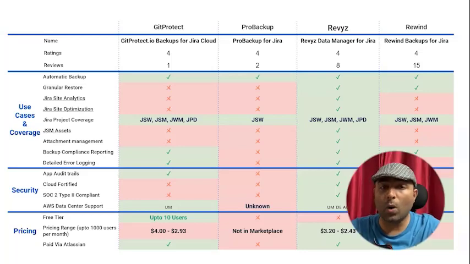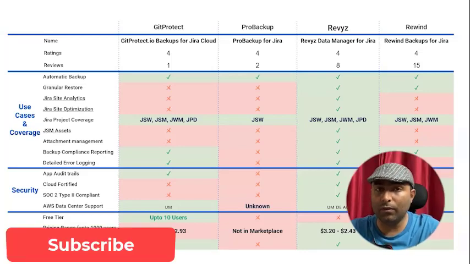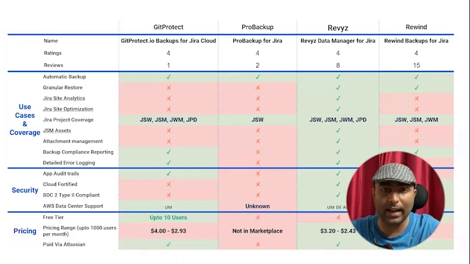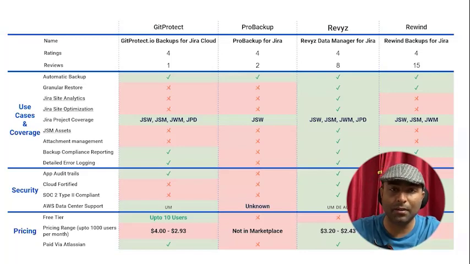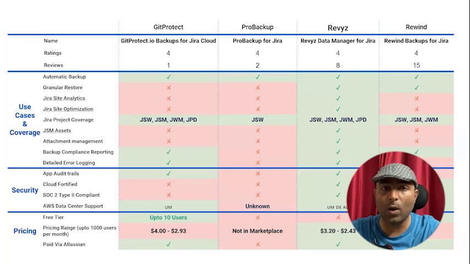If you are not happy with their reviews, or maybe with the campaign, you can immediately remove that add-on. But if you are happy with it, you can easily use this type of add-on in your projects. So that's all from the comparison point of view. I've come up here with Git Protect, Pro Backup, Revise and Rewind, all 4 add-ons which are used for creating a backup within our Jira instance.